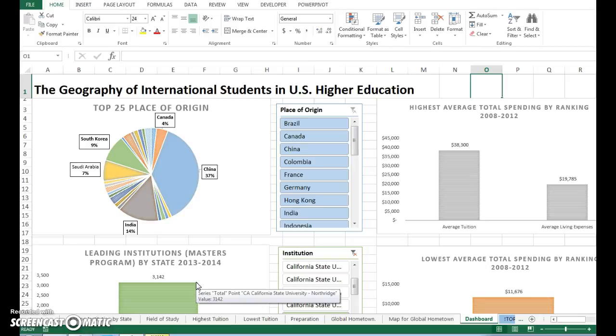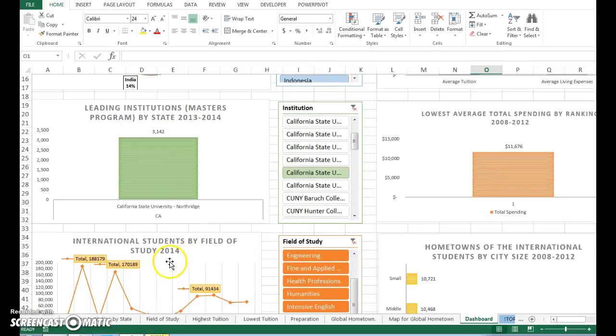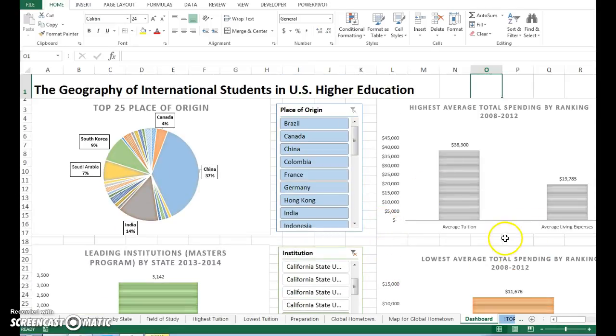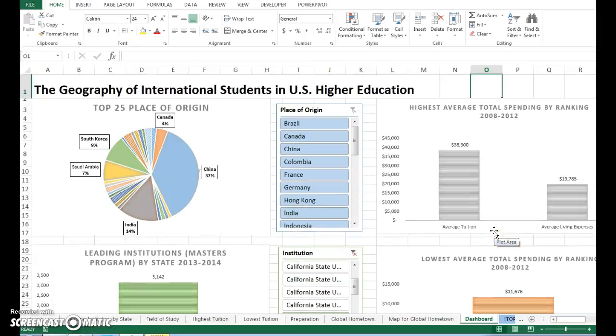I did some research first when I started this project. As an international student, I mainly focused on some interesting facts such as place of origin, leading institutions, field of study, those two both about spending, and last one is the hometowns of the international students. And then I found some useful data from the Institute of International Education website and immigration reports.